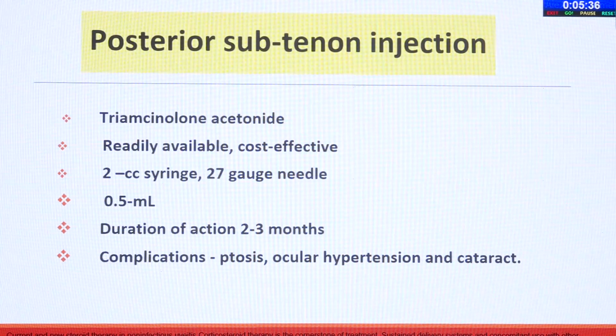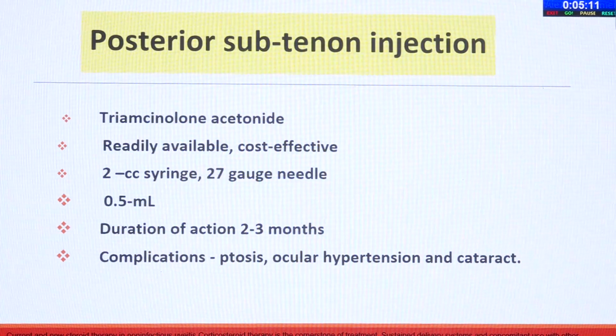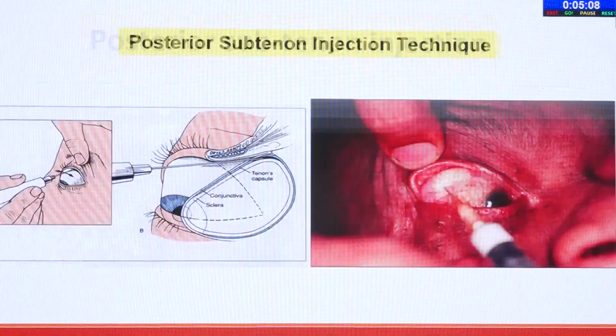Coming to the posterior subtenon injection, many of us are giving it, and triamcinolone is the drug of choice. It's readily available and cost-effective. You take a 2 cc syringe, 27 gauge needle, and give 0.5 ml. Duration of action is 2 to 3 months. Complications are ocular hypertension and cataract, and in some patients, if you inject the levator palpebrae, there can be ptosis, which can be embarrassing to you.